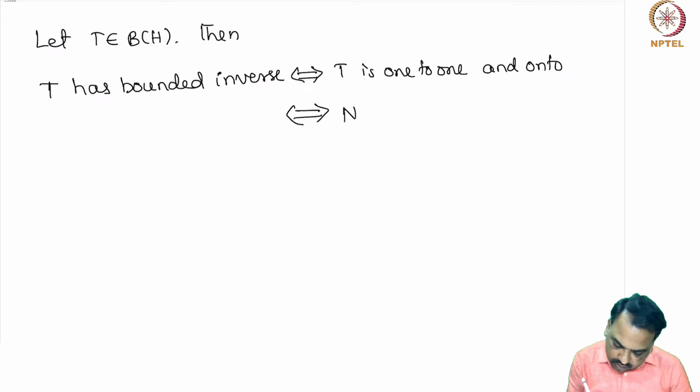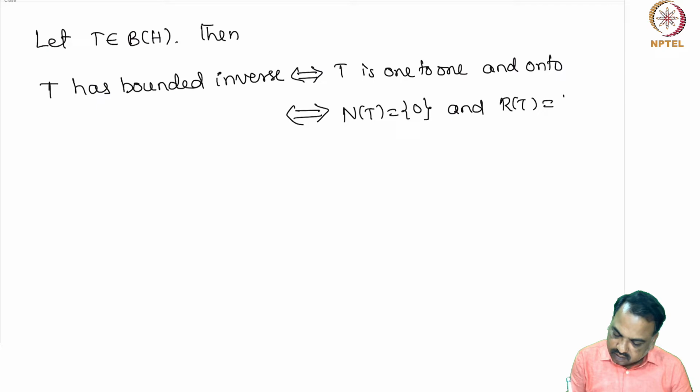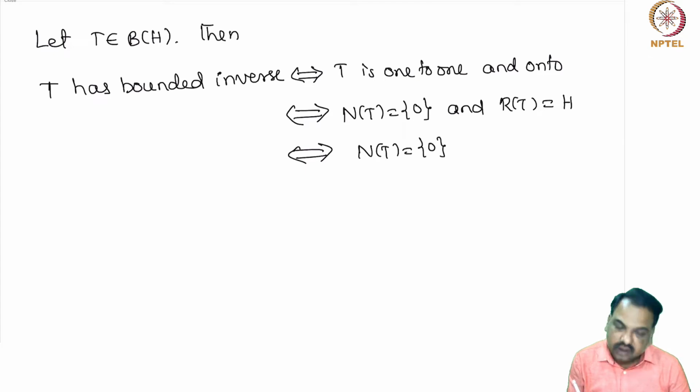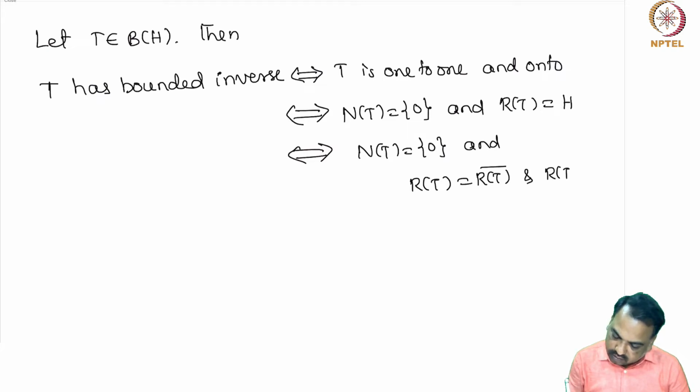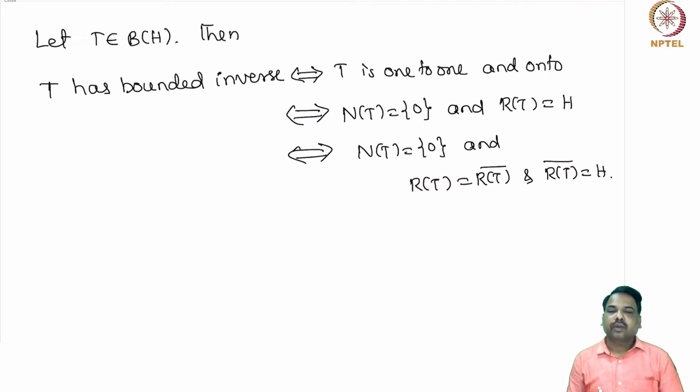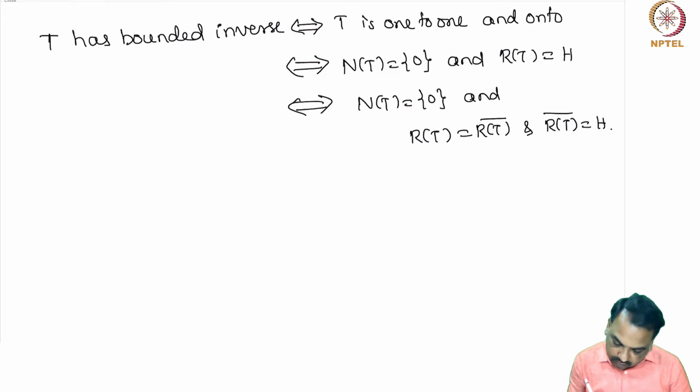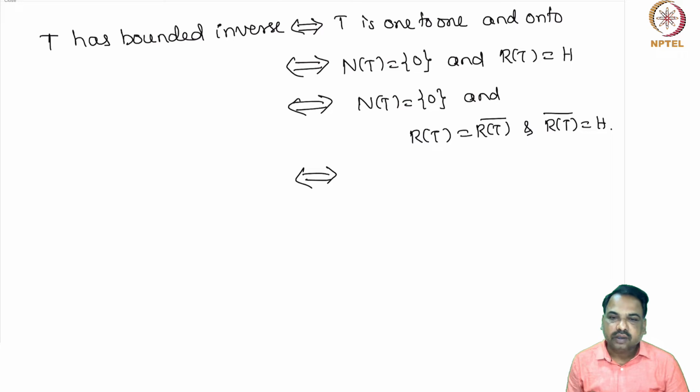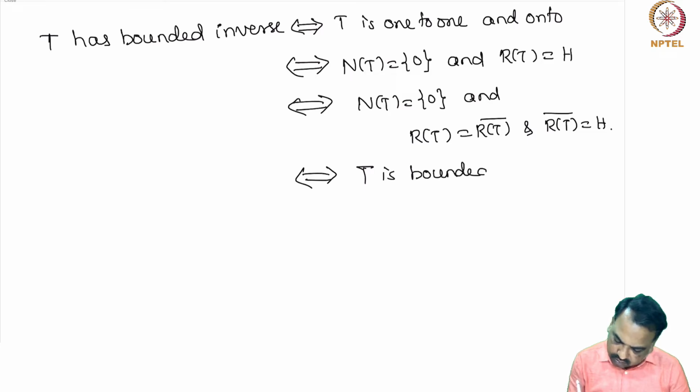Now this can be written as: null space of T is 0 and range of T is the full space H. Again this can be written as: null space of T is 0, and the second condition we can write as range of T is closed and range of T is also dense in H. Okay, so if you combine the first two conditions, that is T is 1 to 1 and range of T is closed, we can say that T is bounded below and range of T is dense in H.